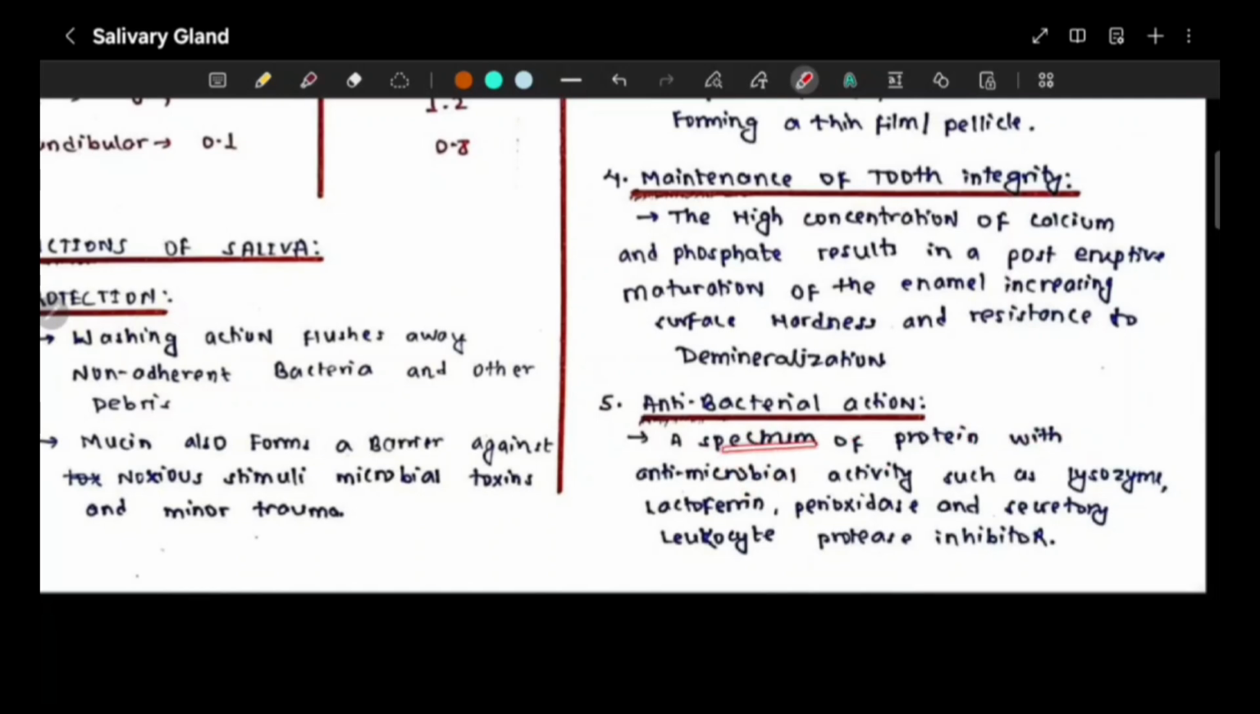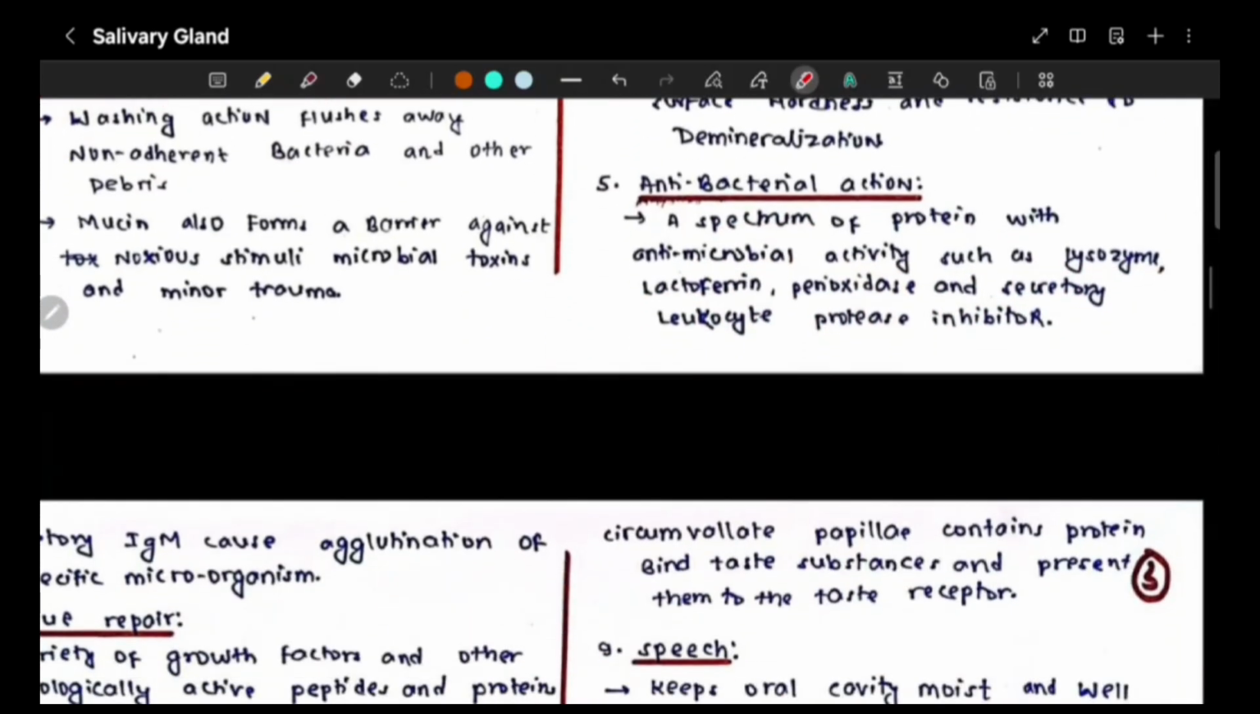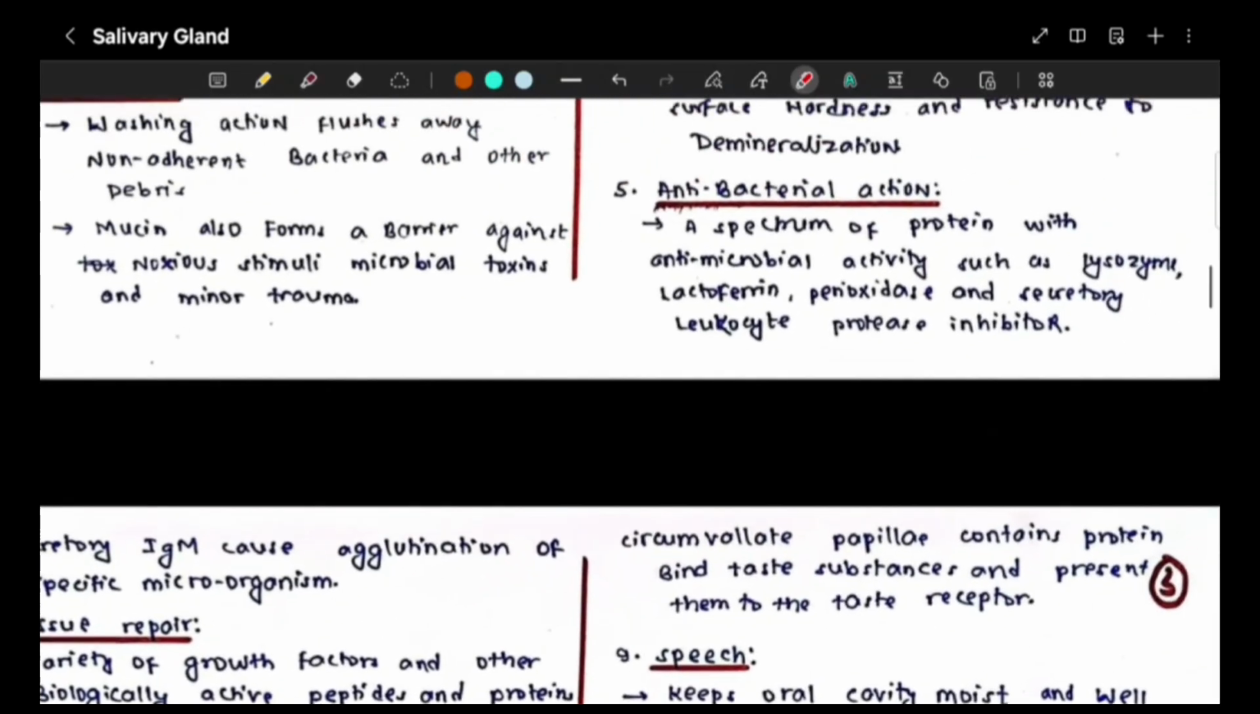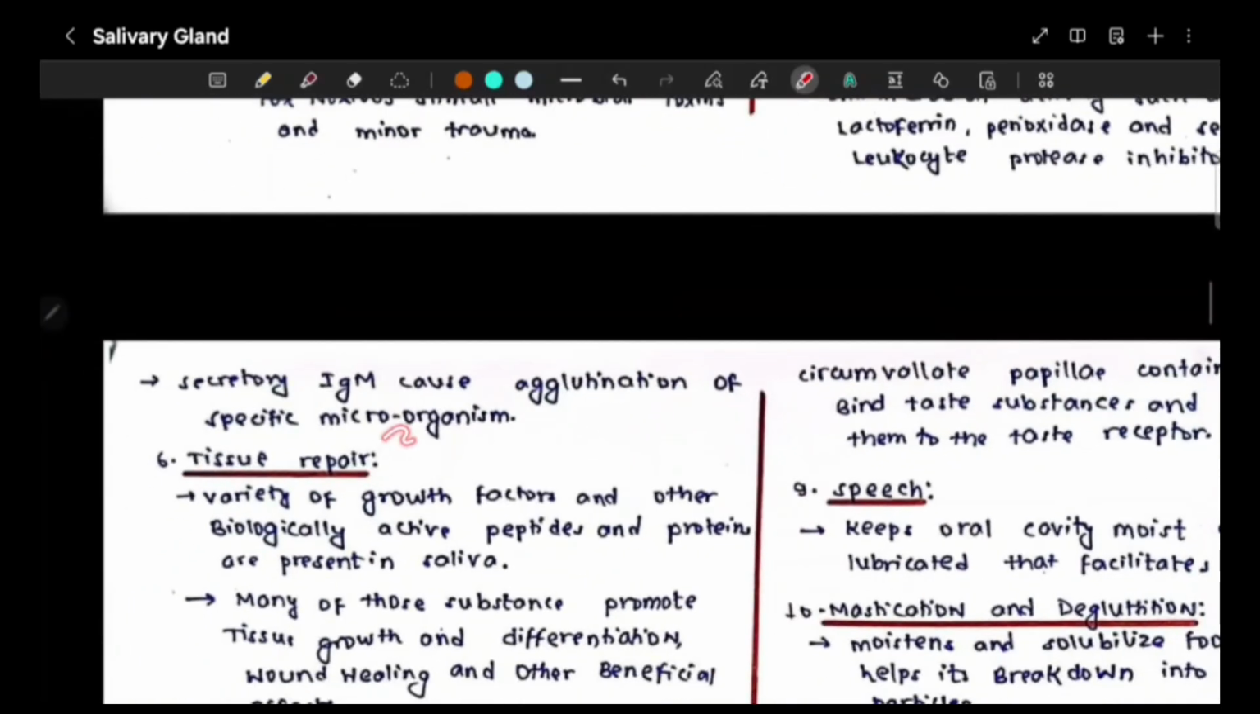A spectrum of proteins with antimicrobial activity, such as lysozyme, lactoferrins, peroxidase, and secretory leukocyte protease inhibitors, are those proteins that are present in this saliva, and they act as antibacterial agents. After that, secretory IgM causes agglutination of the specific microorganism.